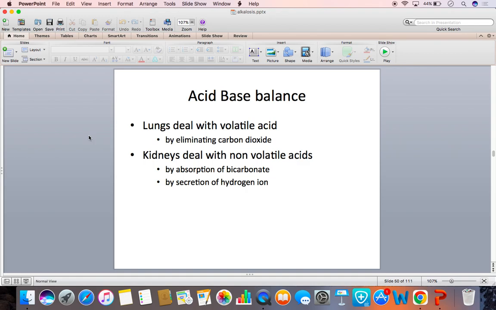Well, what are the two organ systems that are responsible for acid-base balance? Lungs and kidney. Lungs deal with volatile acids, bicarbonate deals with non-volatile acids. So, volatile acids are related to the carbon dioxide concentration. By eliminating carbon dioxide through breathing, lungs control the acid-base balance. Kidneys deal with non-volatile acids by the absorption of bicarbonate and by secretion of hydrogen ions into the lumen.